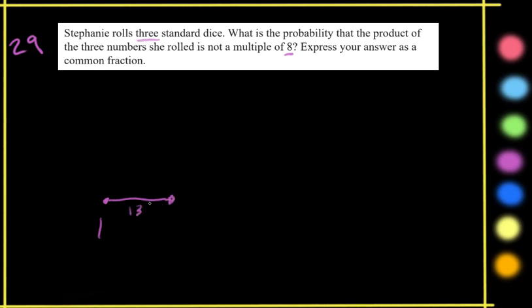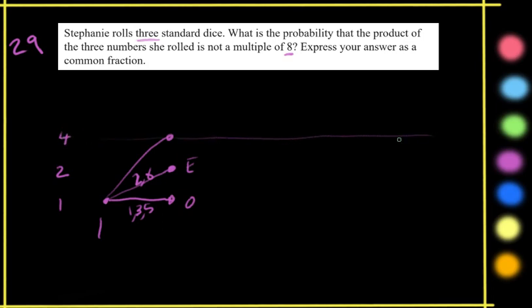1, 3, or 5. If you roll an odd number, that'll give you no factors of 2. Or you'll have 1 factor of 2 if you roll a 2 or a 6. So this one will be an odd number, this one will be an even number. And if you roll a 4, then you'll get up to 2 factors of 2. So this is a multiple of 1, this is a multiple of 2, this is a multiple of 4, right? So I'm going to do it that way. I'm going to make a tree, basically, like this.